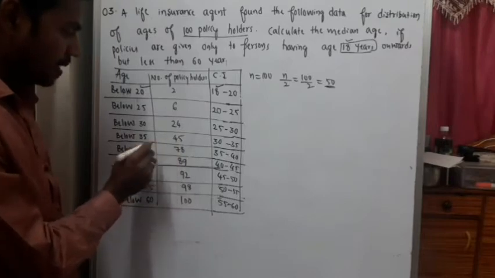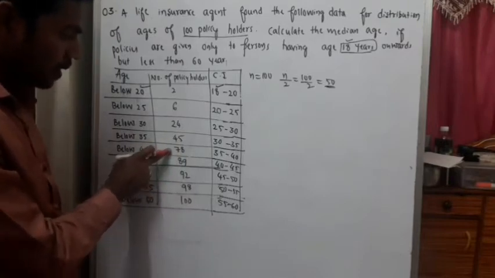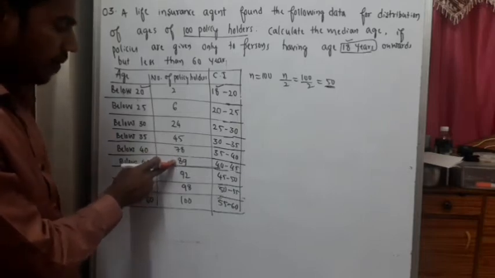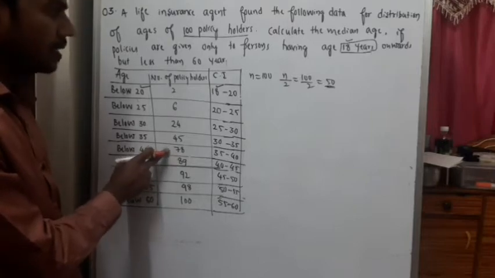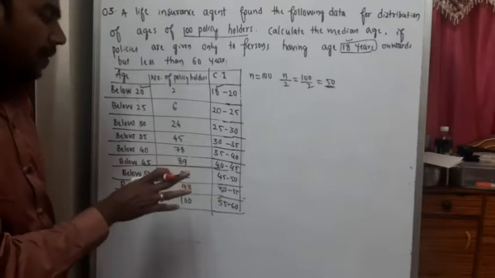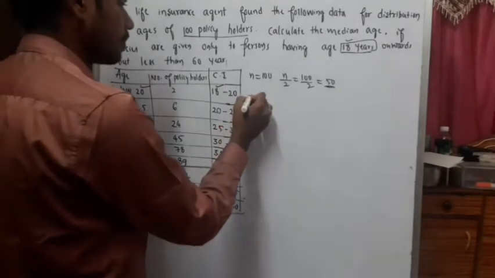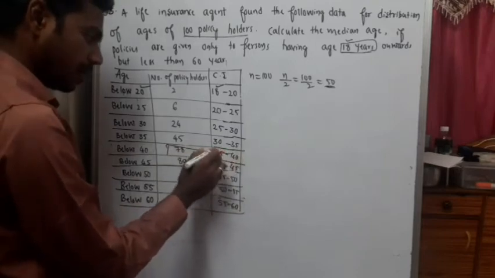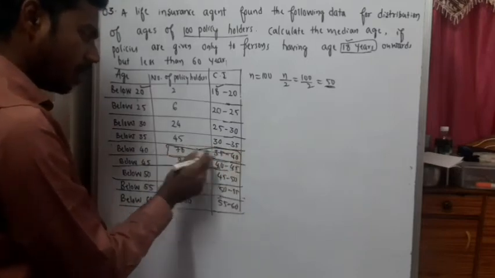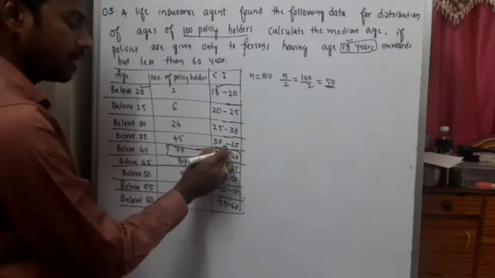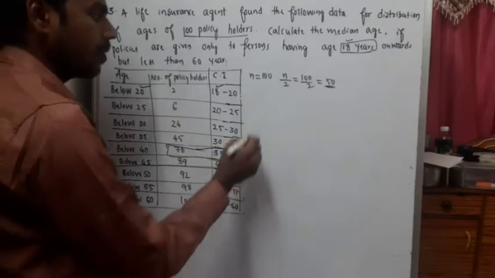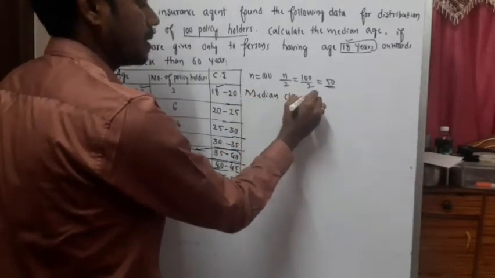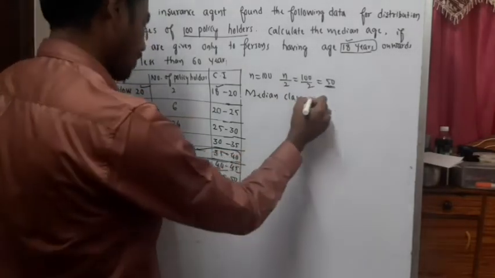So it is less than 50. It is more than 50 but near to 50. 89 is far away from 50 when compared to 78. 78 is near to 50 and is more than 50. So this will be the median class. This will be the median class. So median class is equal to 35 to 40.